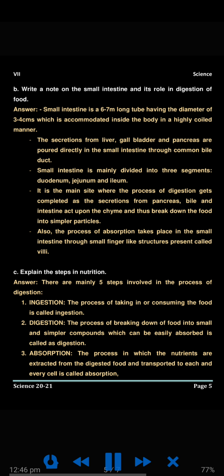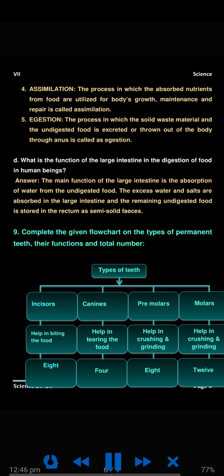C. Explain the steps in nutrition. Answer: There are mainly five steps involved in the process of nutrition. 1. Ingestion: the process of taking in or consuming the food is called ingestion. 2. Digestion: the process of breaking down food into small and simpler compounds which can be easily absorbed is called digestion. 3. Absorption: the process in which the nutrients are extracted from the digested food and transported to every cell is called absorption.